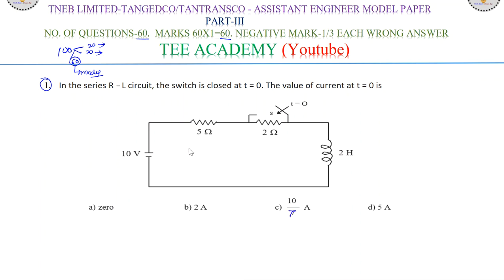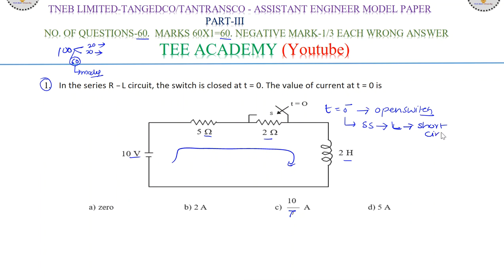First of all, the circuit has 10 volts, 5 ohms, 2 ohms, and 2 henry. This is a question from the transient subject. The switch is closed at t equal to 0. At t equal to 0 minus, tell me, is the switch in open or closed state? The switch is in open state. At t equal to 0 minus, we have steady state condition. In steady state, the inductor L acts as a short circuit.